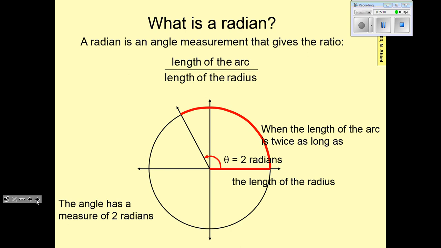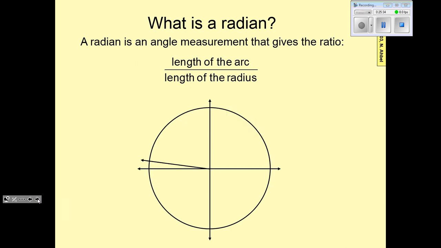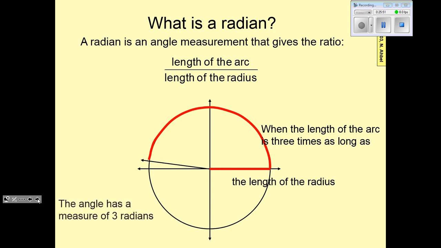All right. The big question is 3 radians. So in your mind, try to picture 3 radians. Is it going to bring us before this point, after this point, right on this point? When the length of the arc is 3 times, well, it's pretty darn close, right? At least Jackson took a guess. When the length of the arc is 3 times as long as the radius, the angle has a measure of 3 radians.